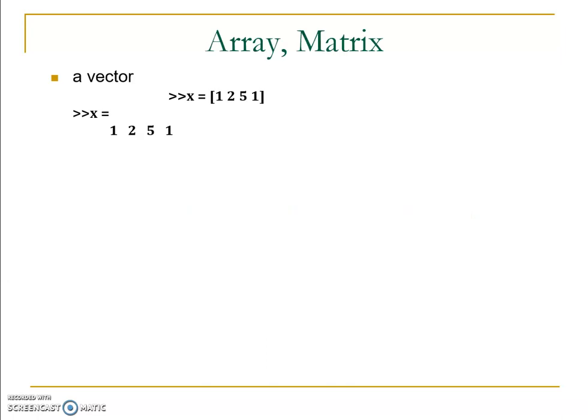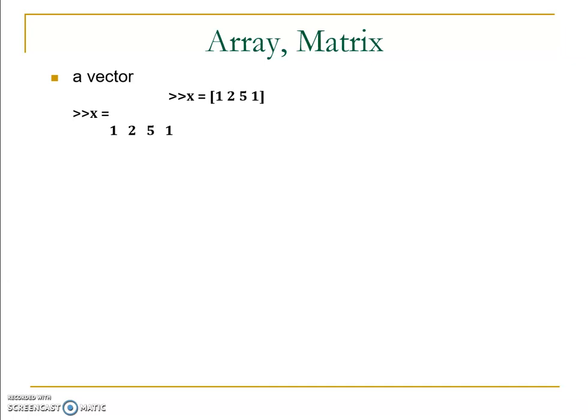Let's first revise vector defining in MATLAB, as a vector is defined as x is equal to 1, 2, 5, 1, assuming this is the vector. When we execute it, we have the answer as x is equal to 1, 2, 5 and 1. So this is 1 row and 4 columns.